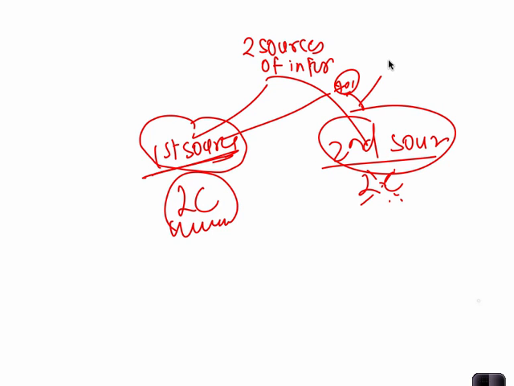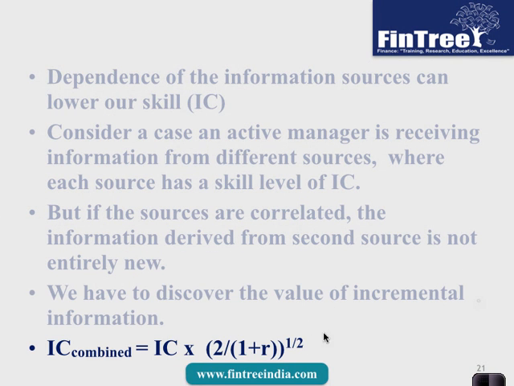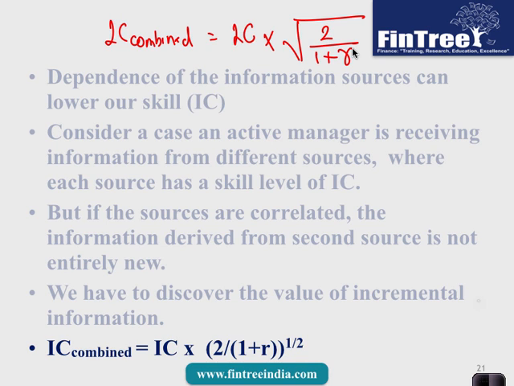So what we are concerned with is only that additional source which is going to help us enhance our IC further, right? So they have proposed a formula to find out the combined or modified IC using both the sources of information, which is here. You would write this down as IC combined is equal to the original IC times the square root of 2 divided by 1 plus R, R being the correlation coefficient between the 2 sets of information.